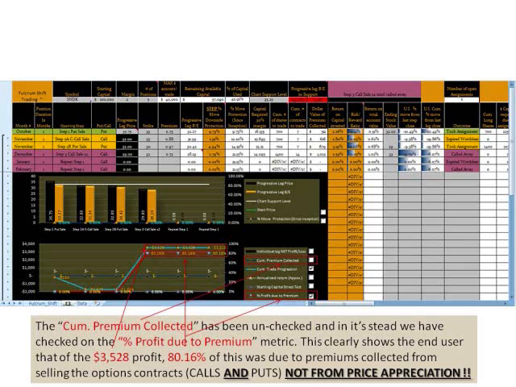The cumulative premium collected has been unchecked, and in its stead we have checked on the percentage profit due to premium metric. This clearly shows the end user that of the $3,528 in profit, 80.16% of this was due to premiums collected from selling the options contracts, calls and puts, not from price appreciation.